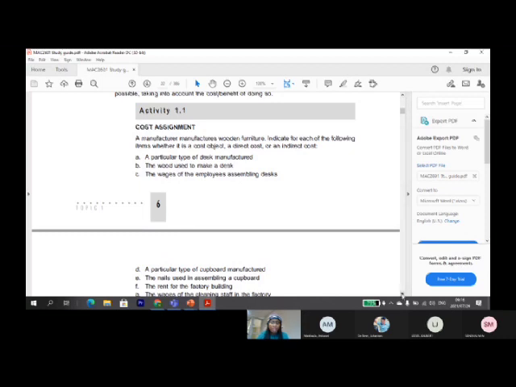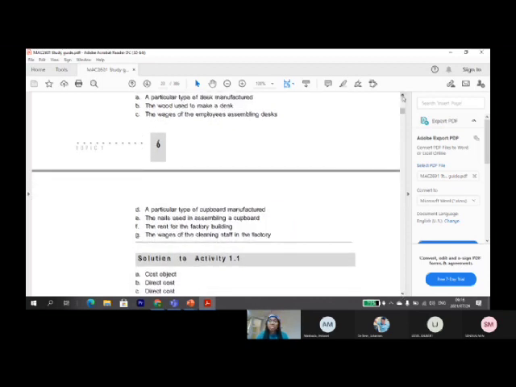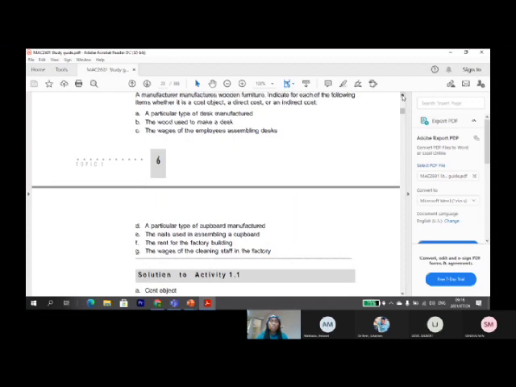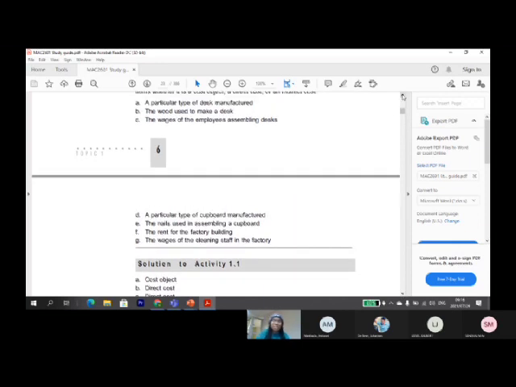Something like A, a particular type of desk manufactured. That would be a cost object, because all the activity that goes into the process of making this desk can be costed, so we can cost this particular thing, which is the desk. Then B, the wood that makes the desk. That would be a direct cost, because I can trace it directly to the desk. You can see that this wood goes along with manufacturing the desk.